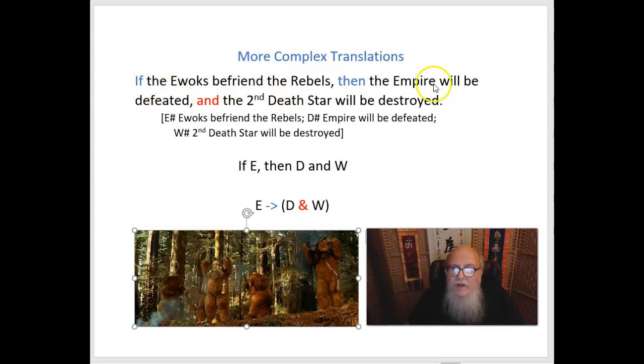And the if-then goes together. This if and then joins these two components together. And then we have "and the second Death Star will be destroyed." So if E, then D and W, right? E, arrow, D, ampersand, W.